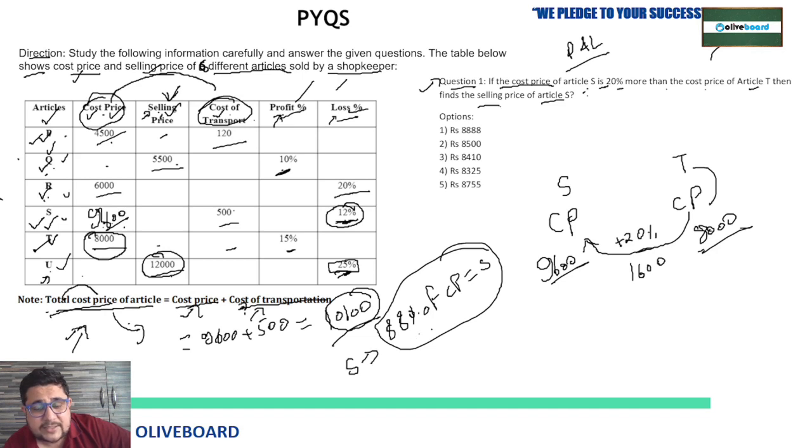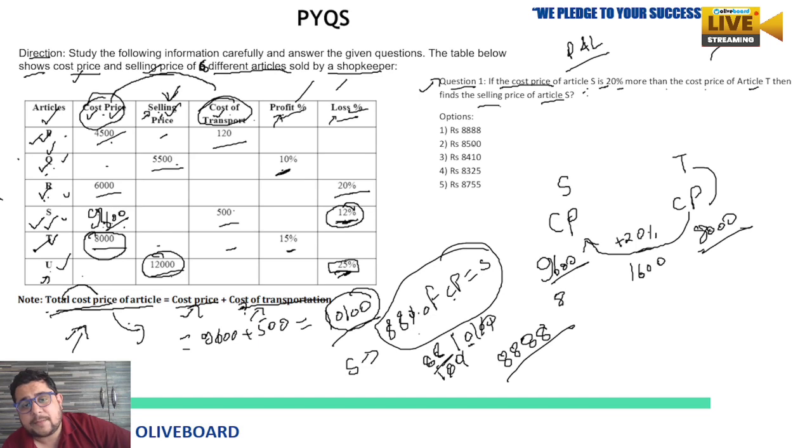So 88% of cost price is how much? That is 10,100. Just multiply by 88 divided by 100. Zero and zero cancel, zero and zero cancel. Now 88 ones are 88, so 8 carry. Now 88 times 0 is 0 only, so 8 will come again. Now 88 ones are 88, so 4 times 8 means 8,888. Option 1 is the correct answer.